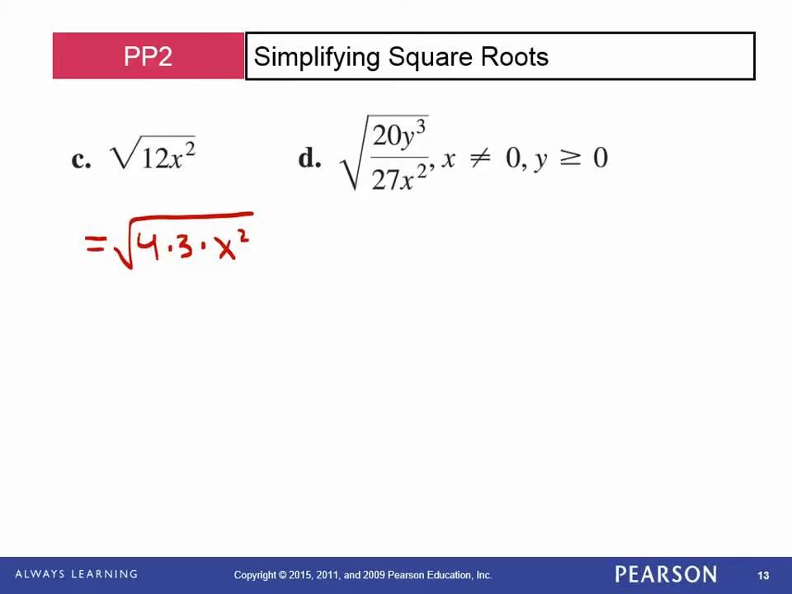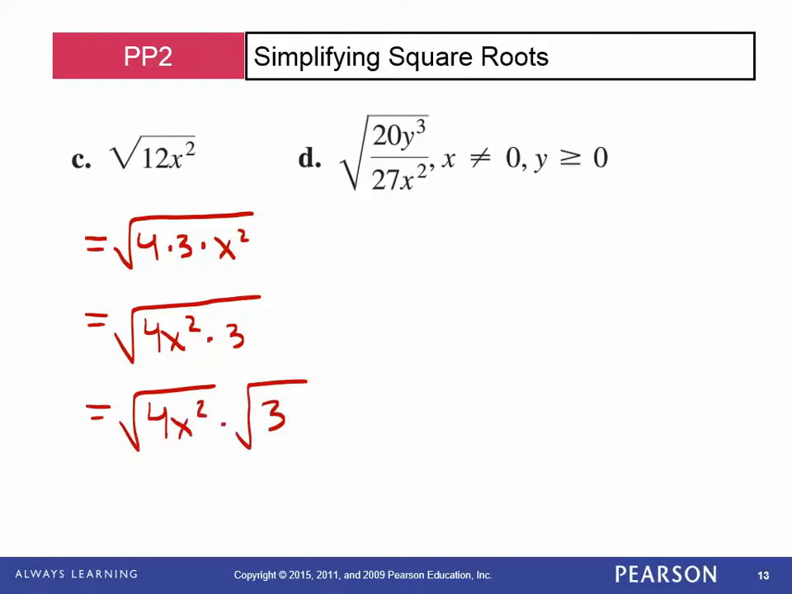So now let's move all the perfect squares to the front. So how about a 4x squared goes to the front? The leftovers would be the 3. Splitting it off into two individual pieces, 4x squared in one, a 3 in the other. And now taking the square root of 4x squared, we've got a little bit of a problem here because of that little x right here. We're not told that x is greater than or equal to 0. So we assume this could be a negative, a positive, a 0, whatever.